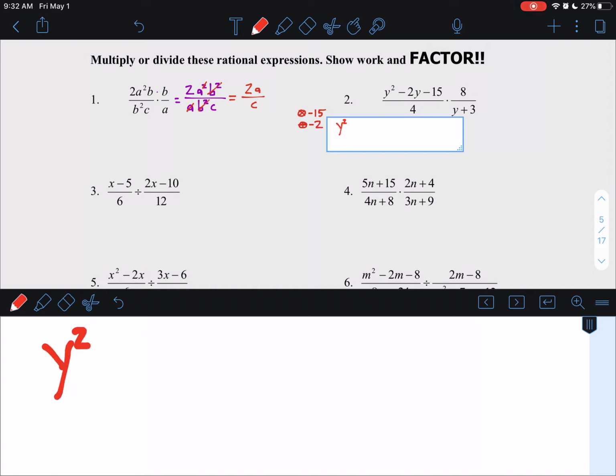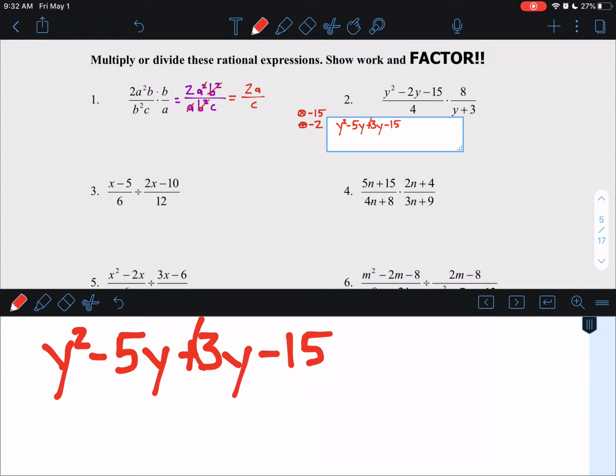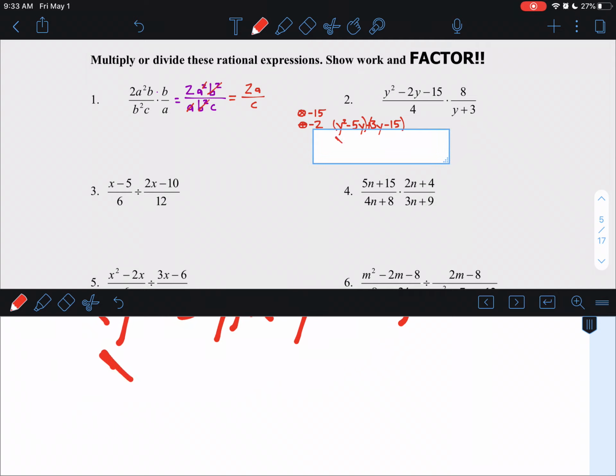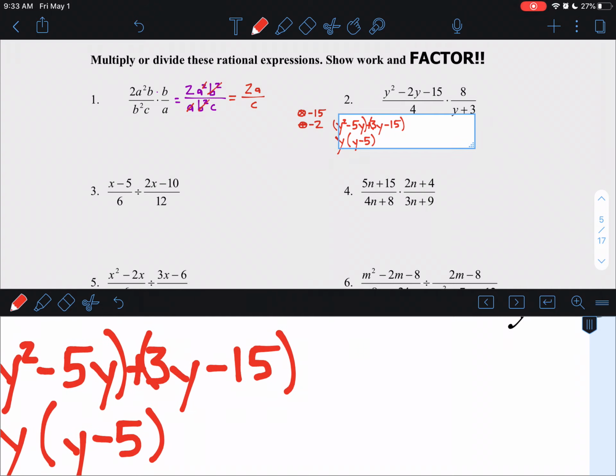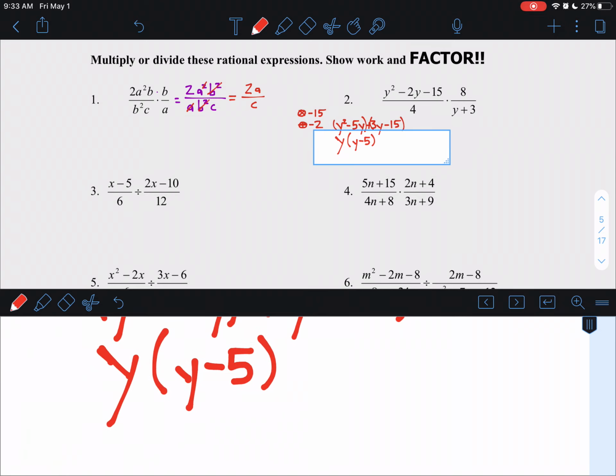So I got y squared minus 5y plus 3y minus 15 and then I group. Between y squared and negative 5y I can pull out y. Okay, this isn't writing. I'm sorry. So I'm left with y, parentheses, y minus 5. And then I have that 3y minus 15. And when I pull out the GCF, it's going to be 3. And I'm left with y minus 5.